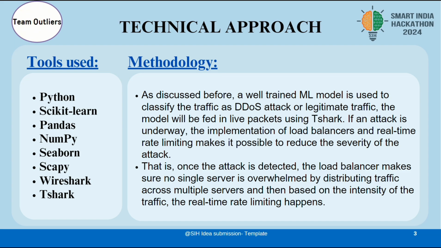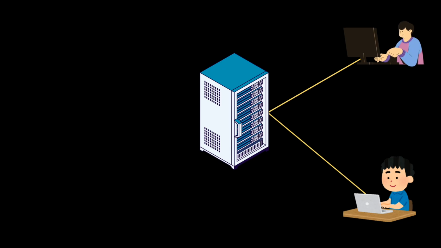A well-trained ML model is used to classify the traffic as a DDoS attack or legitimate traffic. And for the recovery part, we use load balancers and rate limiters. The main tools used here are Python, Scapy, and Wireshark. In this case, two legitimate users are accessing the server peacefully.